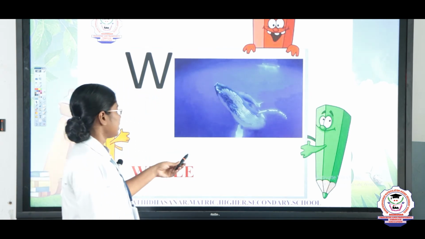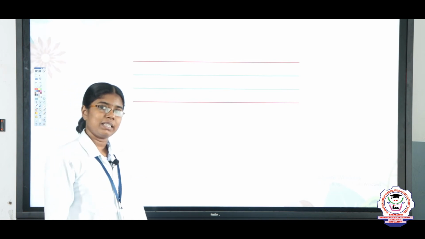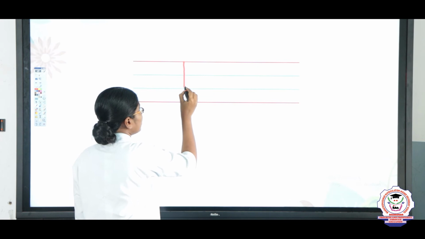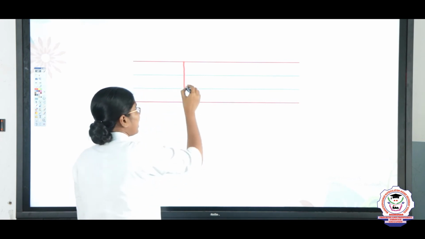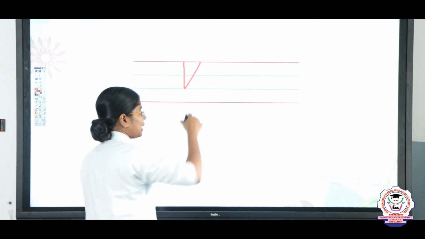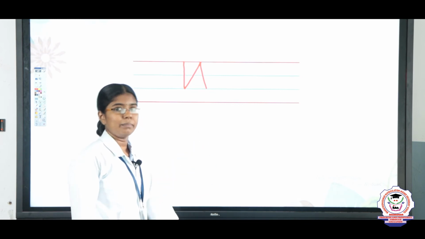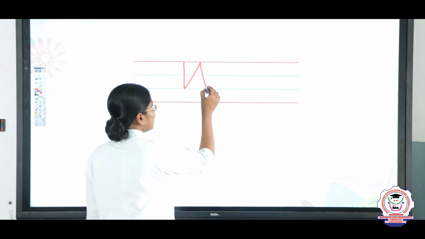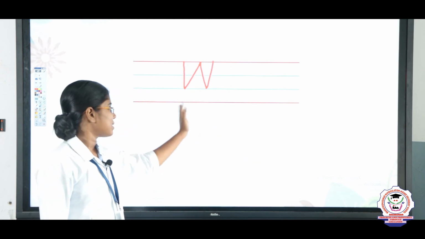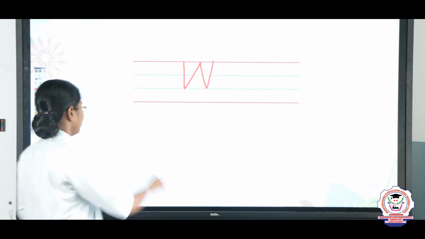Okay, children. See, now we are going to write the letter W here. Keep your pencil on the top red line, come down, touch the bottom blue line, go up with the slanting line and then touch the top red line again. From here, come down with the slanting line, touch the bottom blue line. From here, again go up, touch the top red line. This is the letter W. What letter is this? Yes, W. Good.